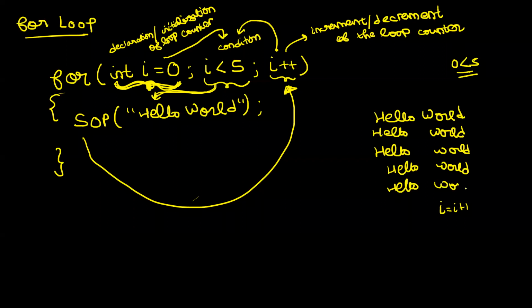Now see what happens. Now, after printing hello world, when you go to I++, the value of I will become 5. And when you evaluate the condition, 5 less than 5 is false. So the moment the condition evaluates to be false, I will no longer enter inside the loop. I just come outside the loop. Done. See how many times hello world was printed? 5 times. Okay.